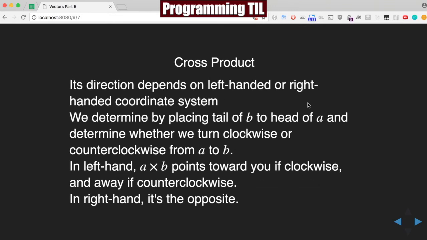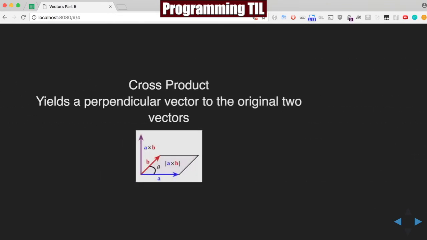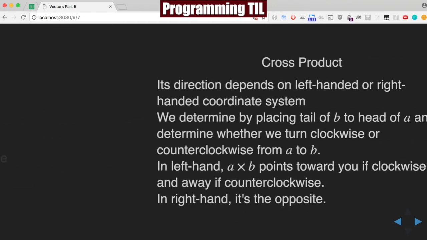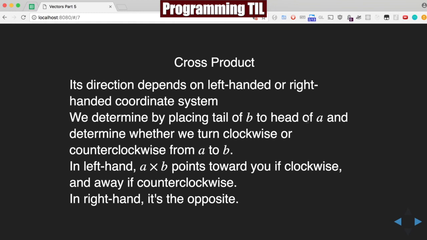Its direction, you can see back here on this example, could be up or down. It really depends on if you're in a left or right-handed coordinate system, which we will get to at a later time, what those exactly mean. But we determine that by placing the tail of B onto the head of A. So if we have an arrow facing in this direction, and then another one here, you just project the tail of one onto the head of the other. And then we determine whether we're drawing clockwise or counterclockwise from A to B.